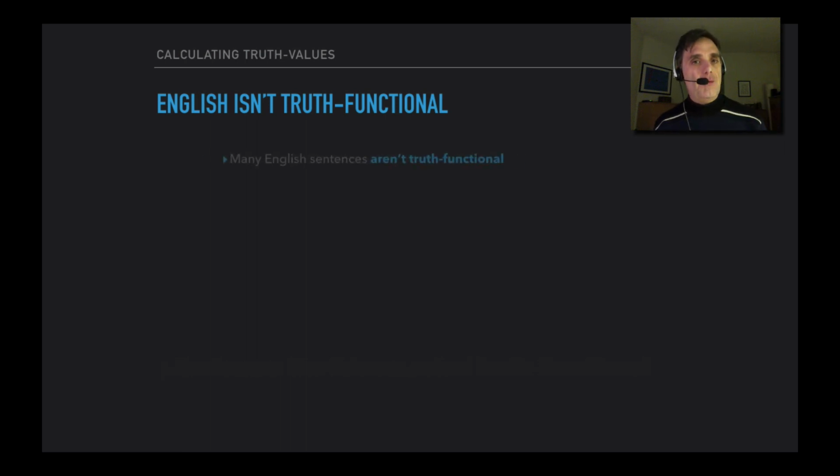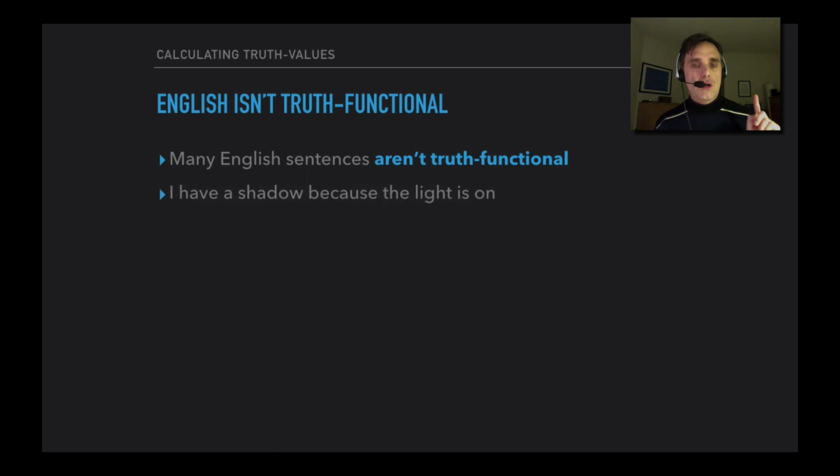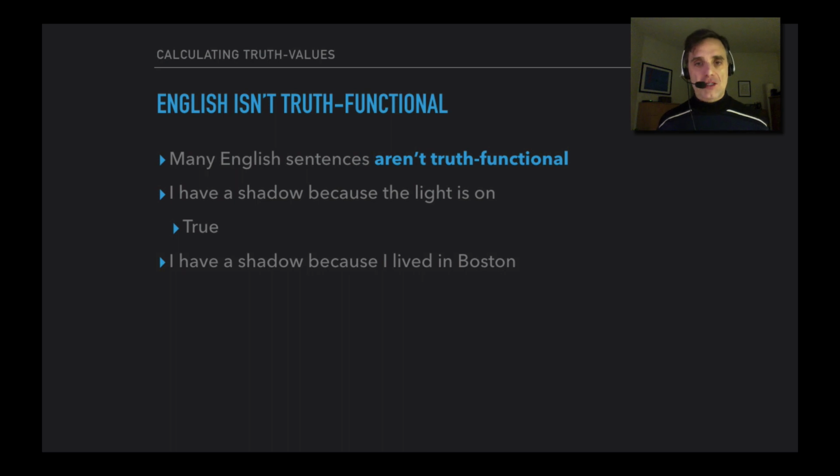Let's have an example. Let's say I have a shadow because the light is on. Well, do I have a shadow right now? Yes. Is the light on? Yes. And not only are both the pieces true, but the fact that the light is on is part of what's making me have a shadow. Now let's say I have a shadow because I lived in Boston. Well, it's true that I have a shadow right now, and it's also true that I lived in Boston when I was younger, but this sentence is false.